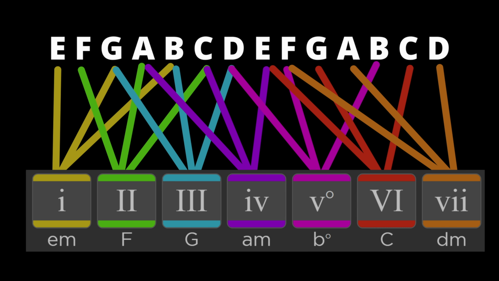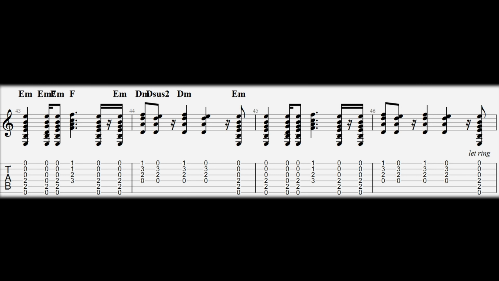For example, here are the diatonic chords in the key of E Phrygian. If you want to learn more about Phrygian key chords and progressions, there will be a link at the end of this video. A simple and popular chord progression uses the 1 chord E minor, the 2 chord F major, and the 7 chord D minor. Let's take these chords as the basis of our riff.